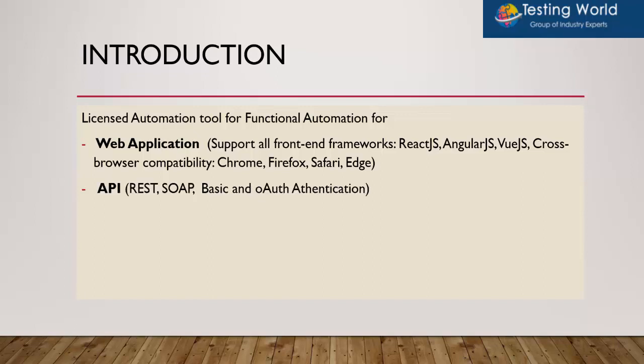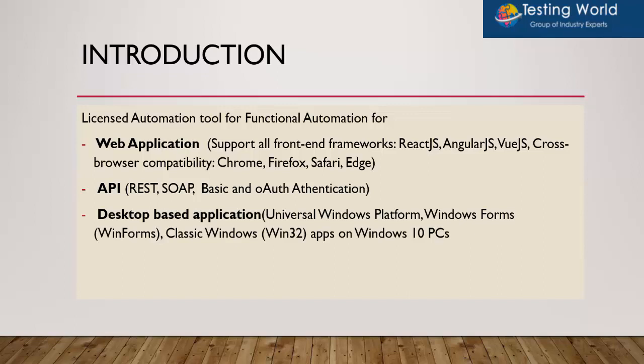Next is API. If you have worked on API or heard about API, there are two types of web services, or we can call it API: SOAP and REST. It gives support for both, which means we can automate REST API as well as SOAP web services. And there we have to use basic and OAuth authentication. So it supports basic as well as OAuth authentication. So here we can see it gives end-to-end support of API automation as well.